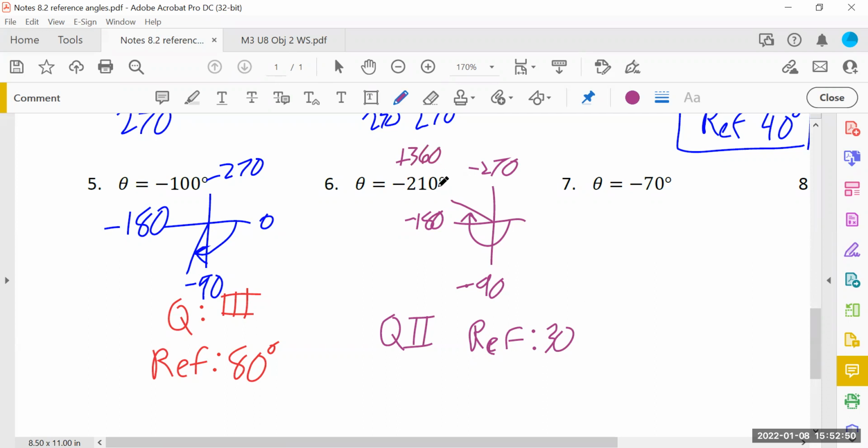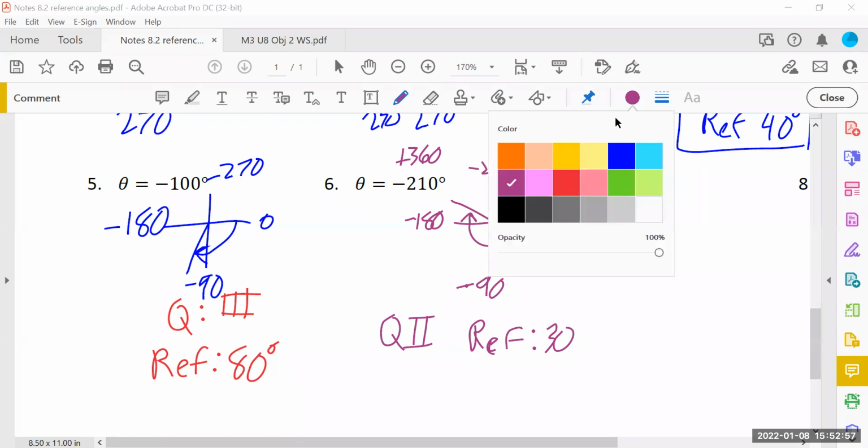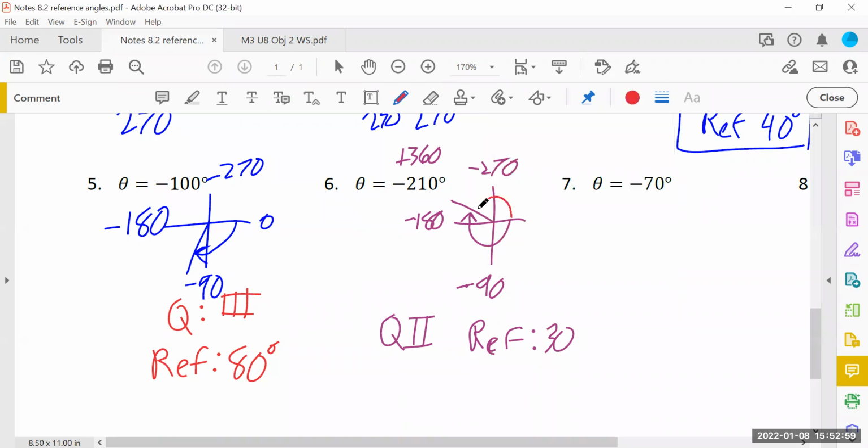360, -210 plus 360 would be 150. 150 degrees would be this angle right here. That ends in the same exact place as this one. It's going to have the same quadrant and the same reference angle. And again, if we work this out, this would be 90, this would be 180. And so we'd said that this angle, -210 plus 360, is +150.